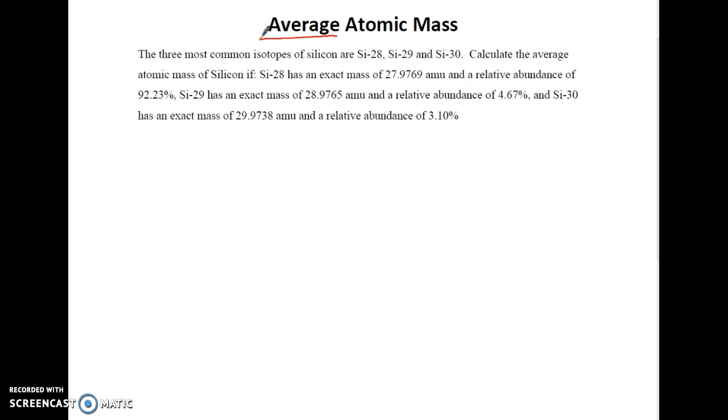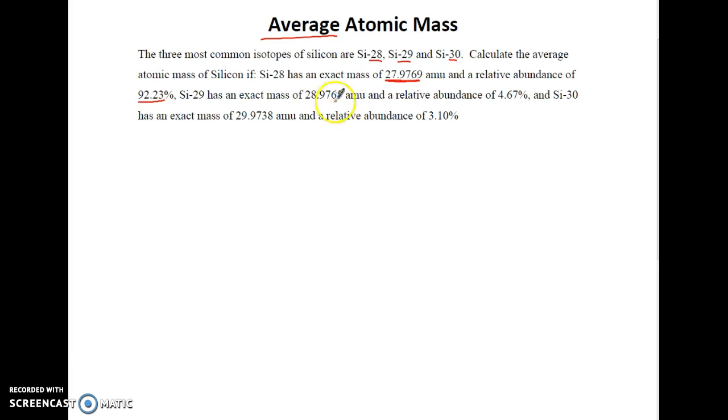There's three common isotopes of silicon, mass number 28, 29, and 30. And I want to figure out the average atomic mass. And what I have to do is pay attention to the mass of each isotope and the relative abundance. So silicon 28, for example, it has this mass here, 27.9769 atomic mass units, and a relative abundance of 92.23%.